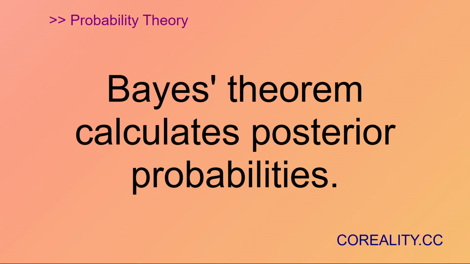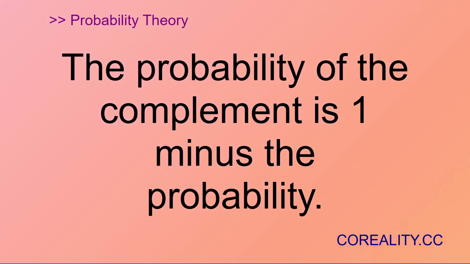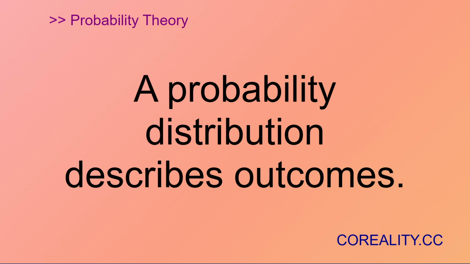Bayes' theorem calculates posterior probabilities. Random variables can be discrete or continuous. The probability of the complement is 1 minus the probability. A probability distribution describes outcomes.